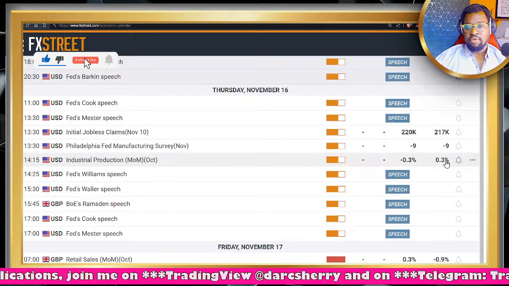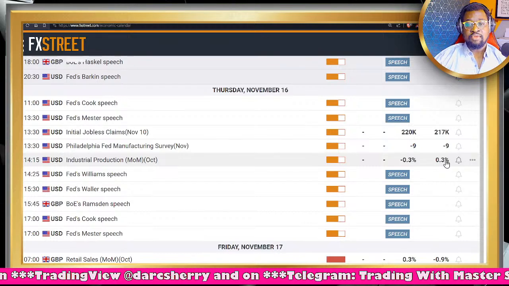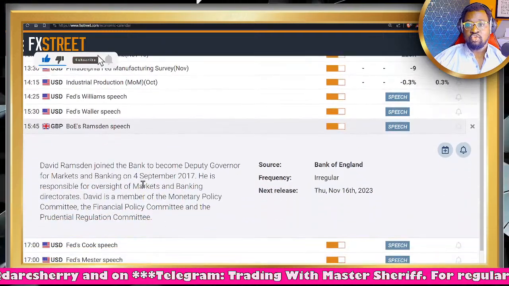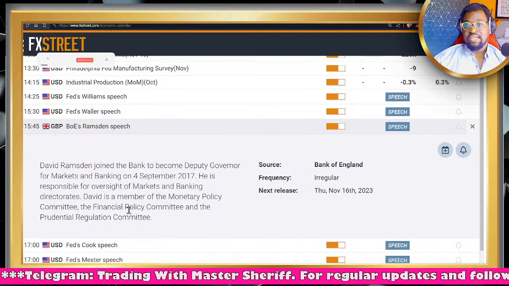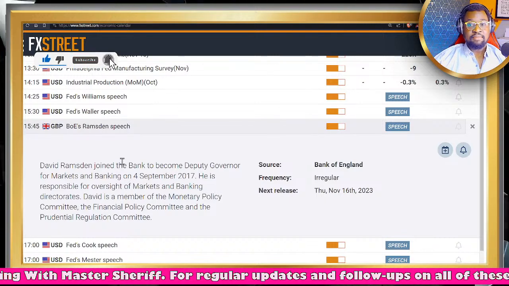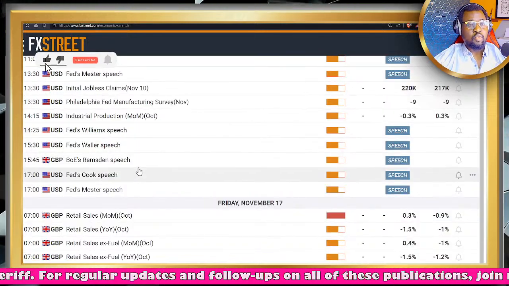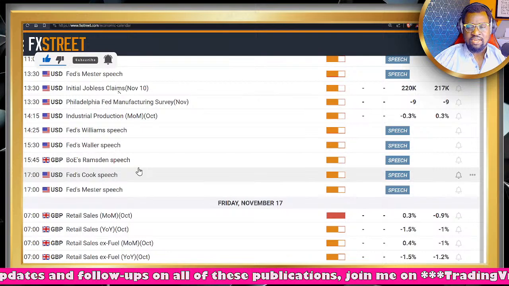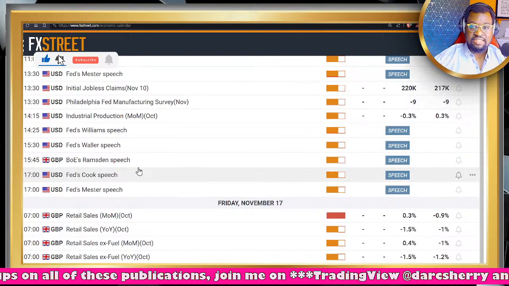Then we also have a couple more speeches here. We have Williams, we have Wellers, and then from the United Kingdom, we have Ramsden's speech. Ramsden, for those who don't know, joined the bank to become the Deputy Governor for Markets and Banking, and is also a member of the Monetary Policy Committee, the Financial Policy Committee and the Prudential Regulation Committee as well. So he holds a very significant post, which also gives him the privilege of understanding the nitty-gritty of the United Kingdom economy, and whatever he says today will definitely have some impact on the market.